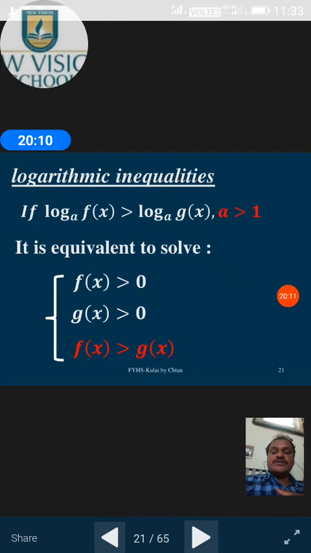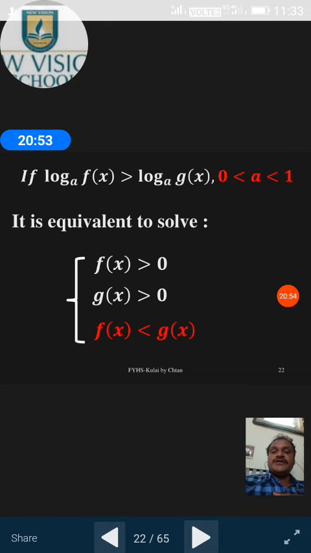Now, the logarithmic inequalities, my dear students. Suppose you have log f of x to the base a greater than log g of x to the base a. When the base is greater than 1, we can easily say that f of x is greater than g of x, and it is obvious that f of x and g of x are positive, because logarithms are defined for positive numbers only. It is a very important inequality. When a is greater than 1, the functions maintain the same inequality: f of x is greater than g of x.